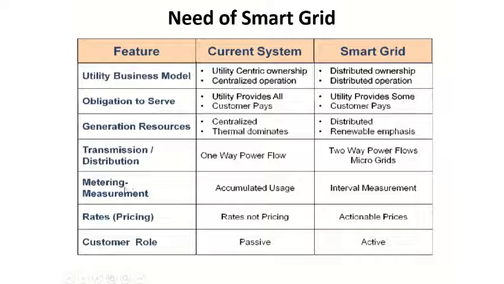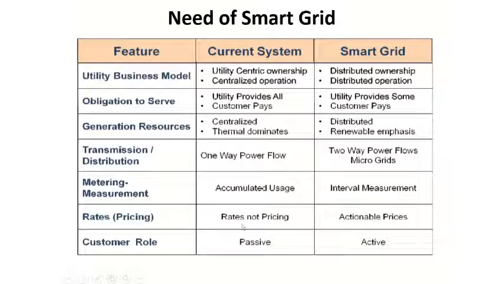In metering measurement, the accumulated usage is given to the consumers. For example, there is a billing cycle, a monthly cycle, and after every month you will come to know the usage of the electricity or the power which you have consumed in the last cycle. Whereas in the smart grid, it is an interval measurement, which means you can get a measurement of the usage every hour or every minute, let's say, or maybe weekly. It's up to the programming of the smart meters. So this is more real-time data which is available in terms of metering measurement.